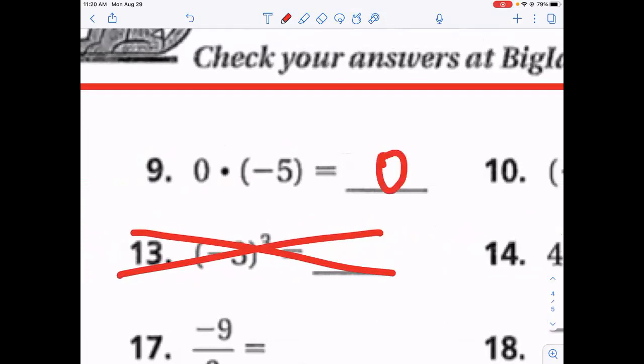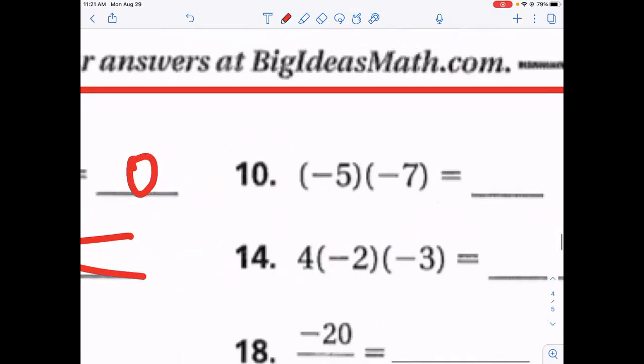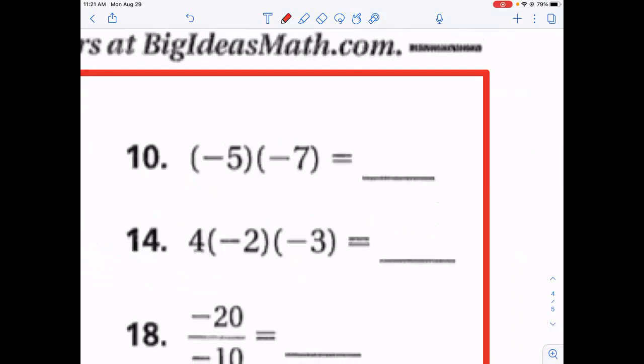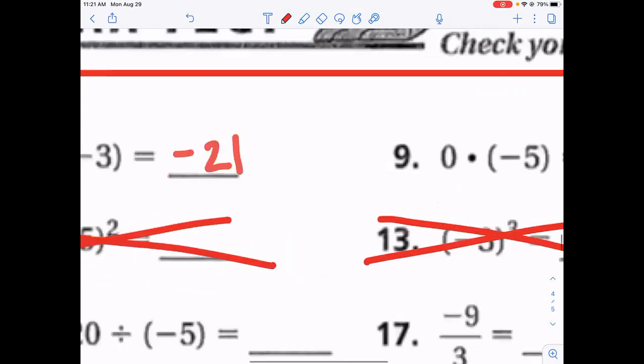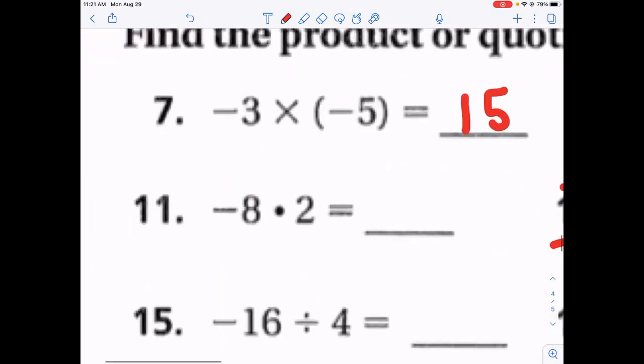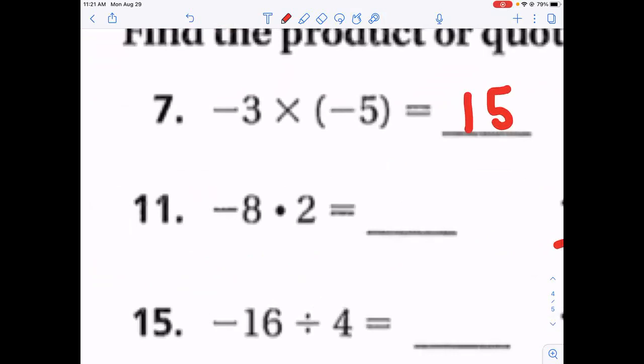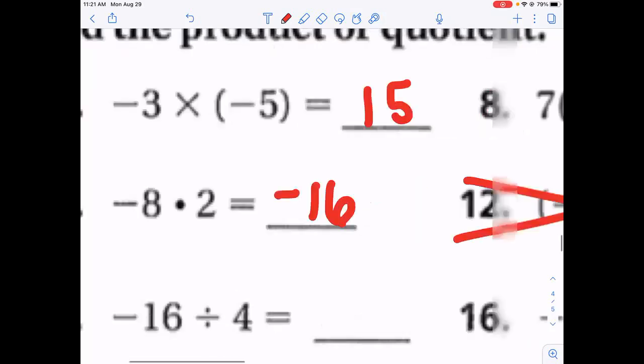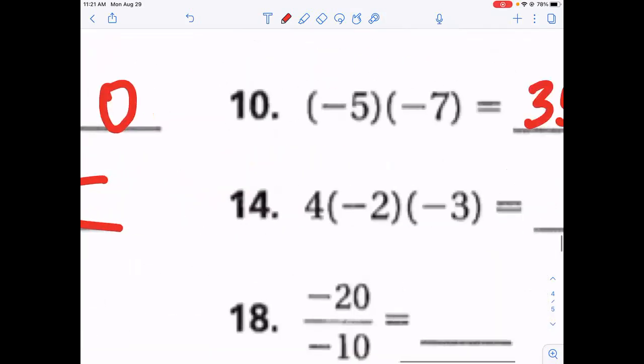0. Did everyone hear Braxton when he said this really loud? Anything times 0 is 0. There we go. Tyler, what's number 10? 35. Okay, Tyler said 35. A negative times a negative is a positive. All right, number 11. Quinlan, what did you get for number 11? Negative 16. Negative times a positive is a negative. We skipped 12. We skipped 13.